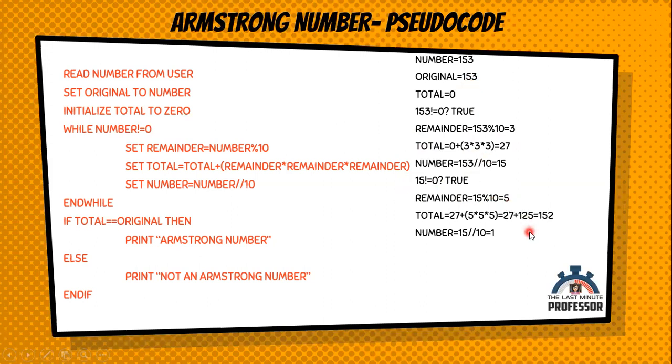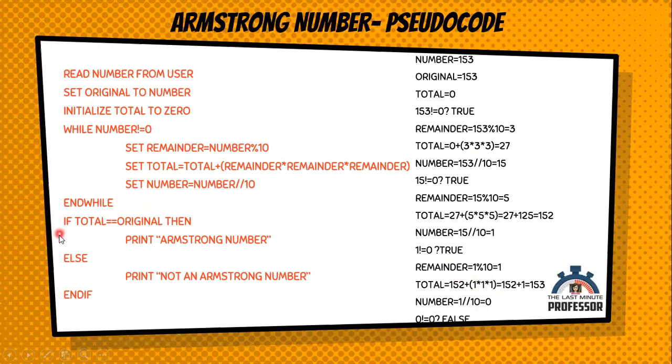So 5 cube, we have calculated it as 125 and added it to the previous total. That is, we have already found 3 cube in the previous iteration. In this iteration, we are finding 5 cube and adding it to it. So now again, the number becomes 1. So 1 is not equal to 0, it is true. And again, it is getting repeated and 1 cube is calculated and added to the previous total here. So now the number becomes 0. And hence, the condition becomes false and the statements inside the while loop get skipped.